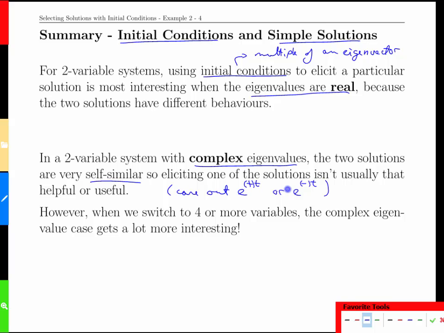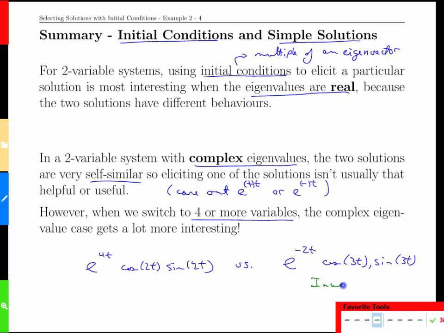Where it does get interesting is when we go to 4 or more variables. Let's say you had e to the 4t and a cos 2t sine 2t versus an alternative, which would be e to the negative 2t cos of 3t sine of 3t. There, if you could elicit this behavior by choosing the initial conditions, you would get an inward spiral. In 4 variables, though, so it's a little more complicated already.